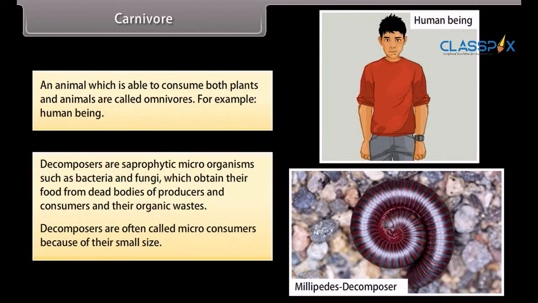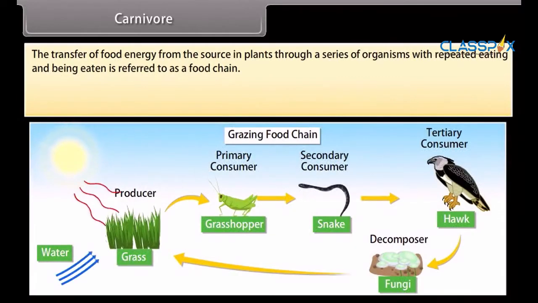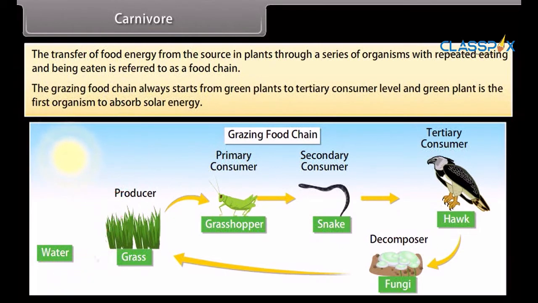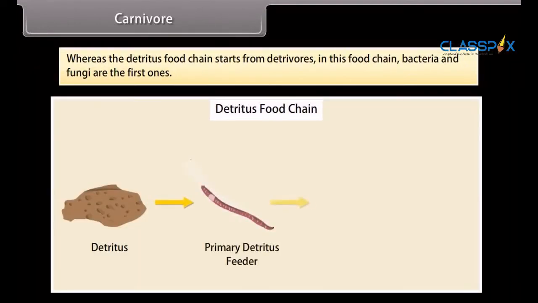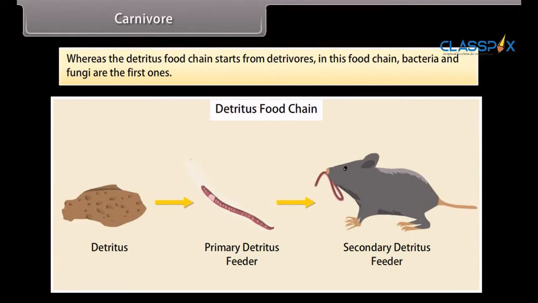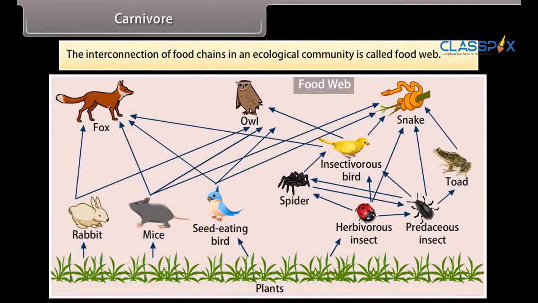Decomposers are often called microconsumers because of their small size. The transfer of food energy from the source in plants through a series of organisms with repeated eating and being eaten is referred to as food chain. The grazing food chain always starts from green plants to tertiary consumer level, and green plant is the first organism to absorb solar energy. Whereas the detritus food chain starts from detrivores, in this food chain, bacteria and fungi are the first ones. The interconnection of food chains in an ecological community is called food web.